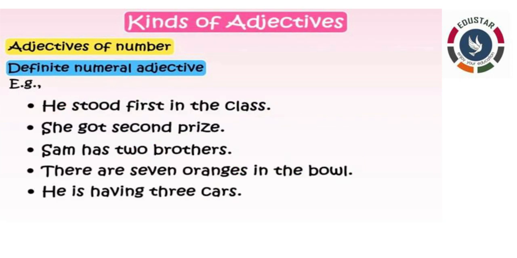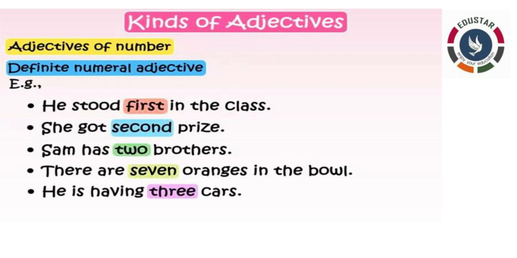Examples for definite numeral adjectives. He stood first in the class. She got second prize. Sam has two brothers. There are 7 oranges in the bowl. He is having 3 cars. The words like first, second, 2, 7, 3 denote definite numeral adjectives. So, definite numeral adjectives always tell us the exact number of people or things.